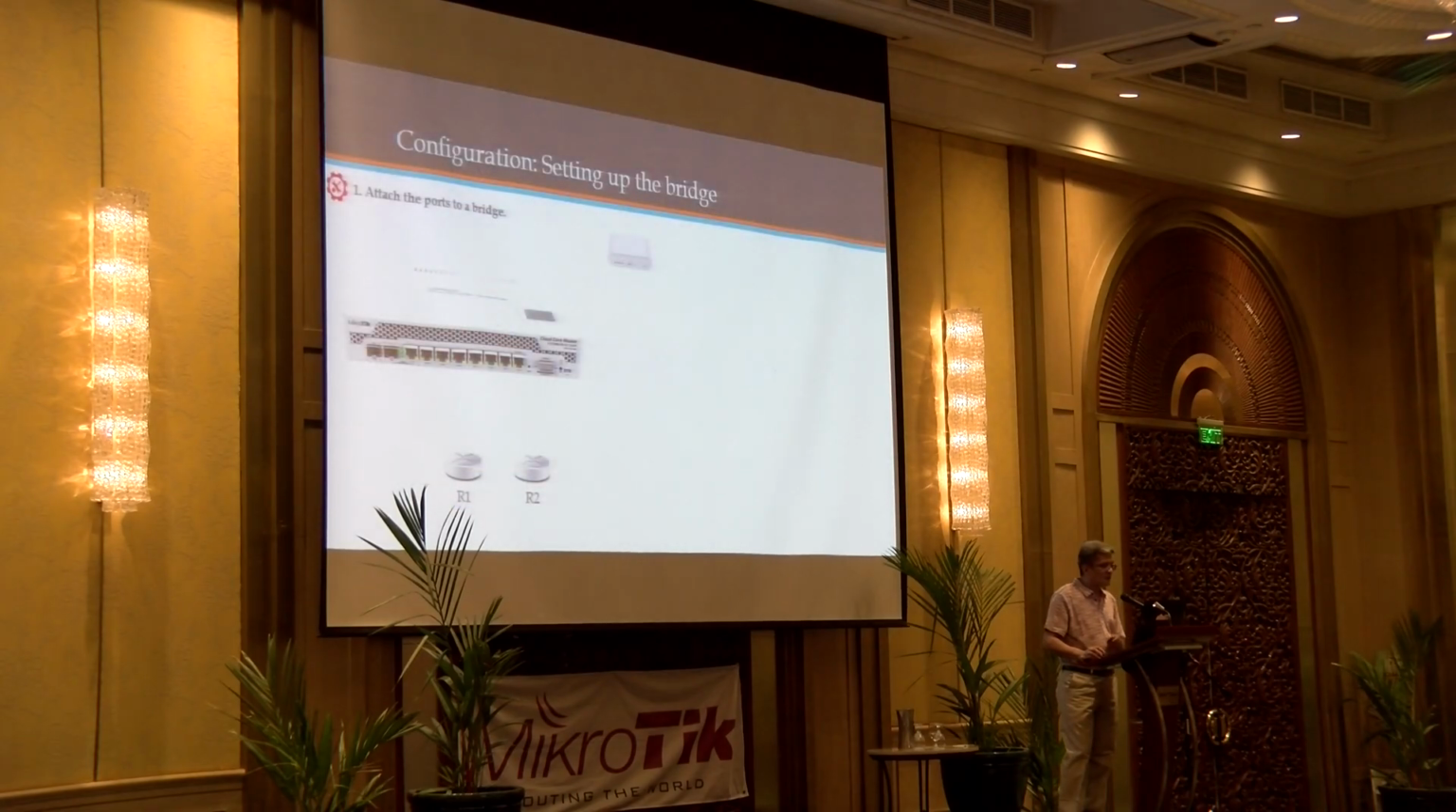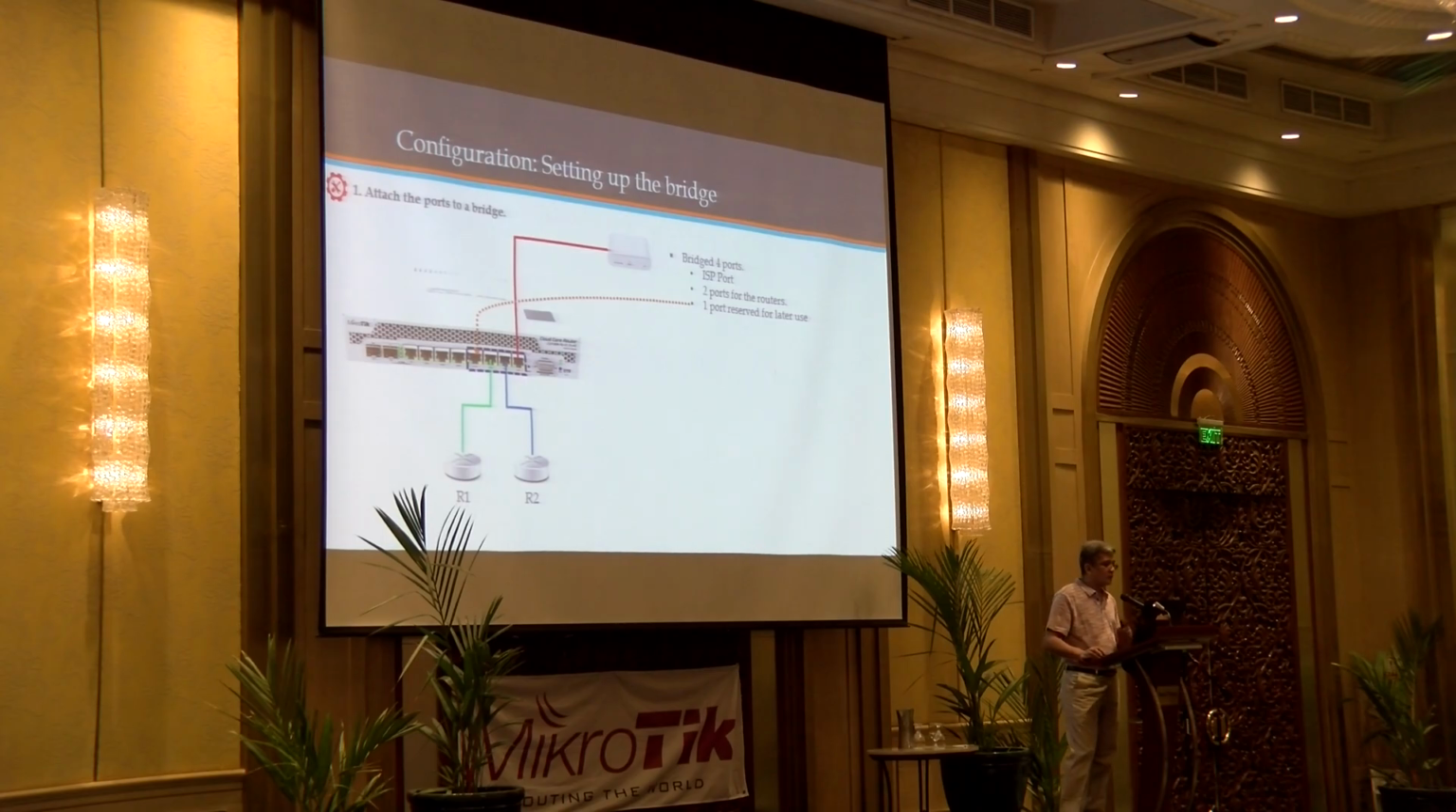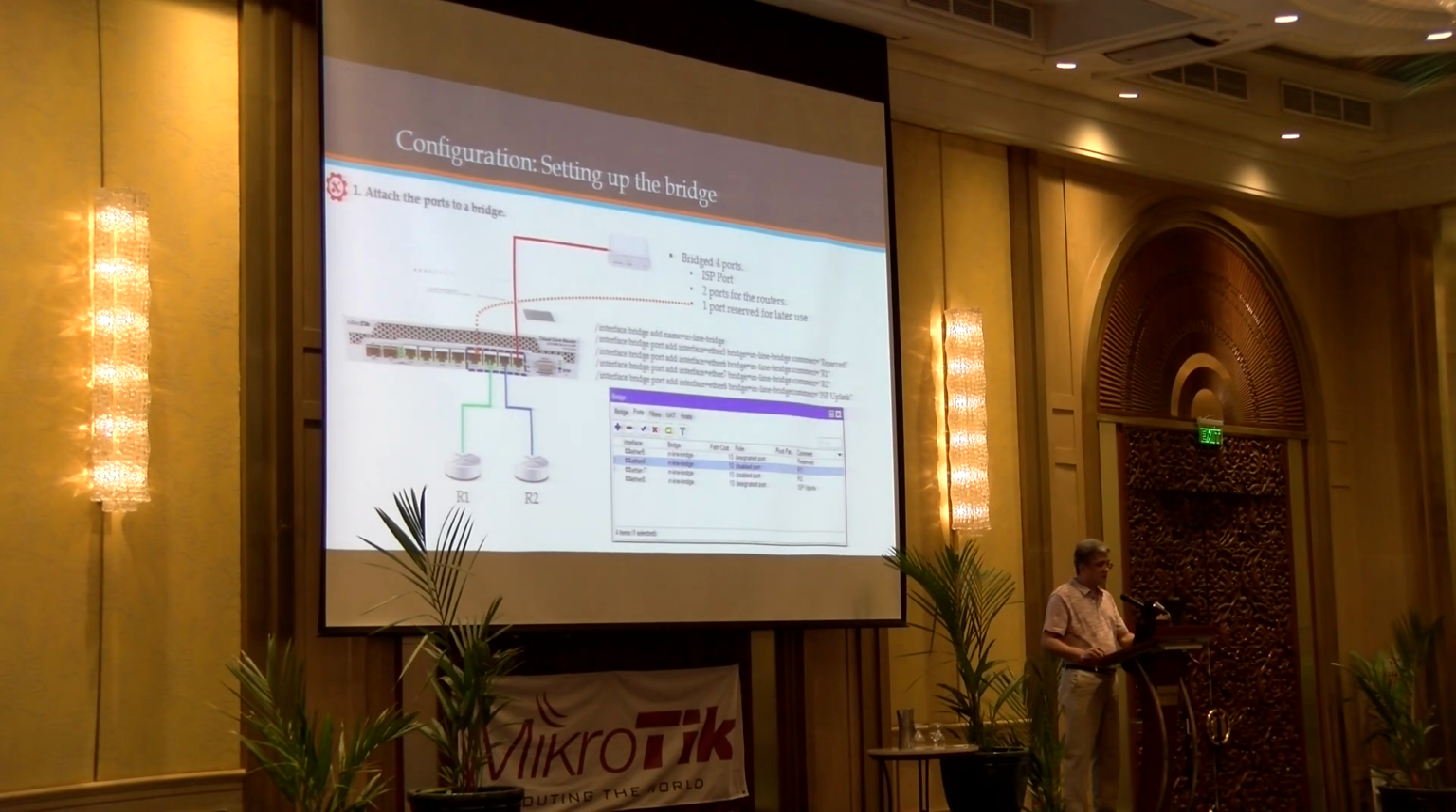So let's go to the configuration, setting up the bridge. As usual, you have to bridge 4 ports: 1 for the ISP, 2 for the routers, and 1 port reserved for later use. I want you to remember that, okay? And we'll do something about it later. So the command is very simple, just like that. All right?